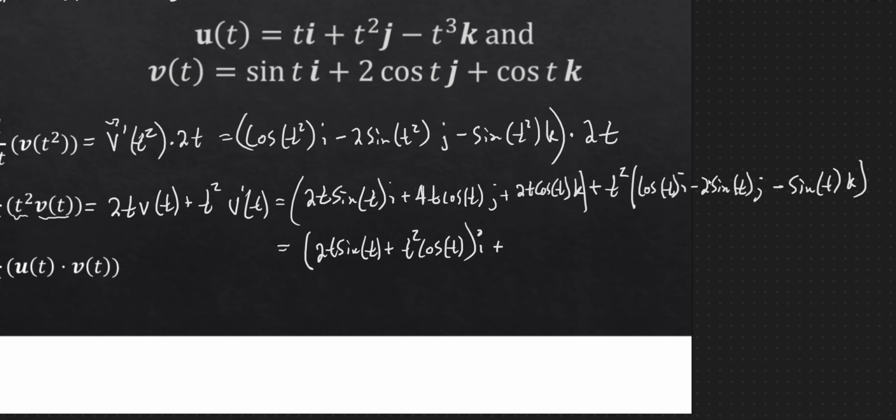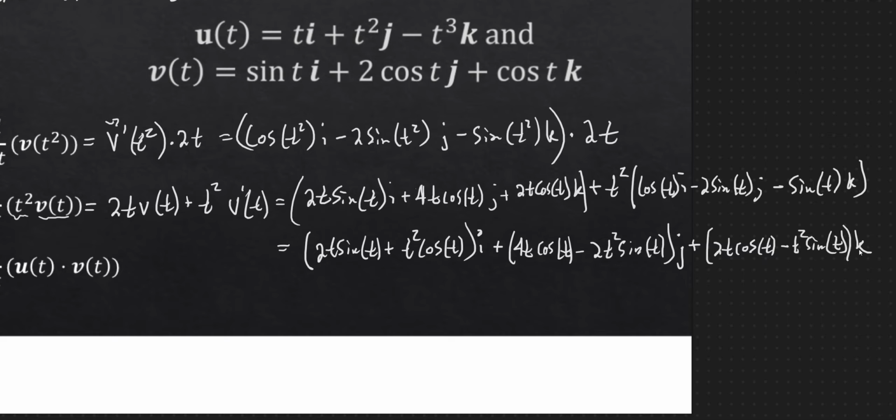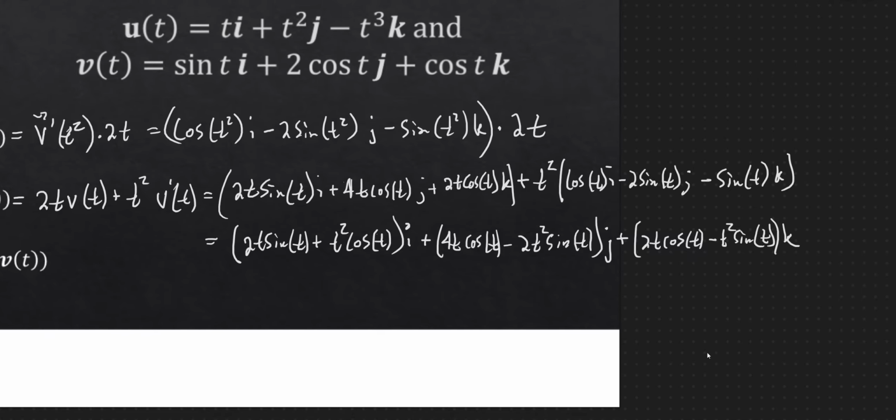let's see, the j's combine. I have 4t cosine t minus 2t squared. Don't forget my t squared here, sine t, and that's in the j direction. And finally, the k's combine. I have 2t cosine t, so this will be plus 2t cosine t plus or minus t squared sine of t, and that's all in the k direction. And so now I have it completely combined. There's that one.